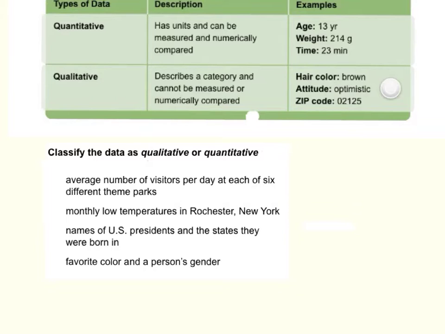Okay, so let's look at a couple examples here of qualitative versus quantitative data. Okay, if we look at the average number of visitors per day at each of 6 different theme parks. Well, if we're talking about the average number of visitors, this is numerical data, and we can actually compare it. So this is actually going to be quantitative. Think of it as quantitative is describing a quantity of something. Quantity, we typically think of numbers when we think of that. So that might be a way to help you remember that.